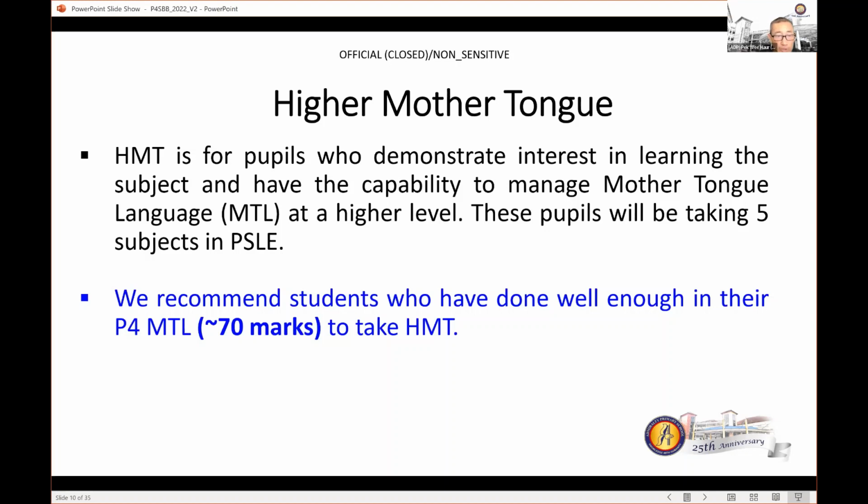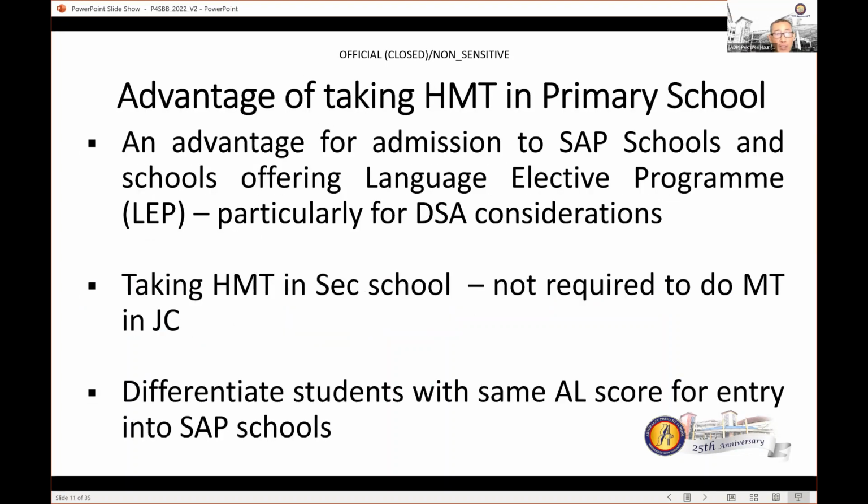And for Admiralty, we will recommend that students who have done well enough in the P4 mother tongue, our gauge being 70 marks and above, take higher mother tongue. So that's our school's gauge, the benchmark that we measure against in terms of our recommendation for children to take higher mother tongue. The advantage of taking higher mother tongue will be as follows.